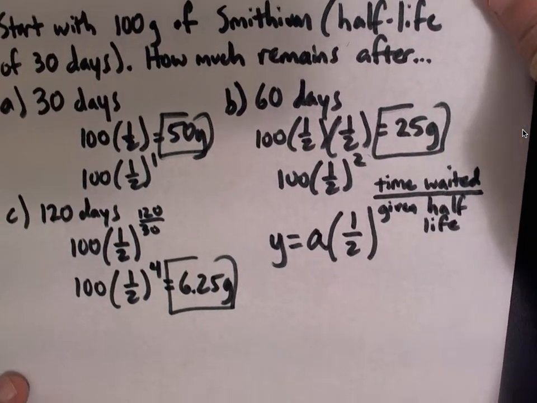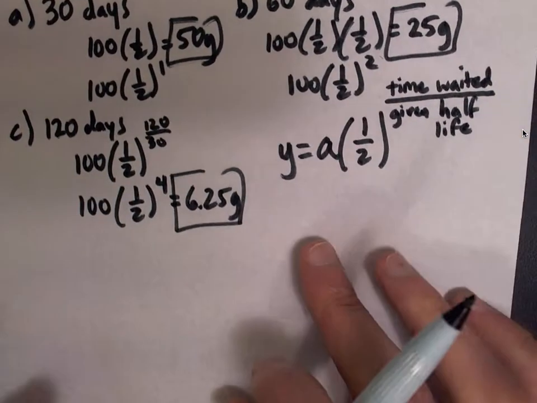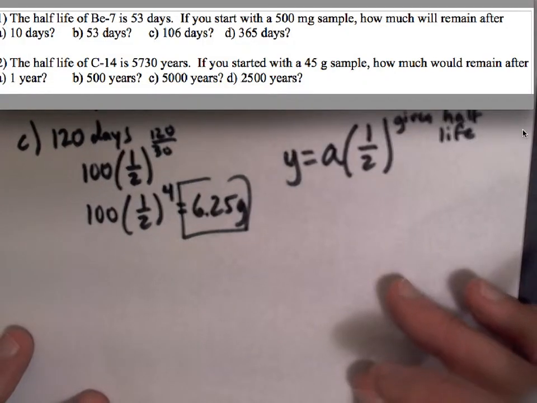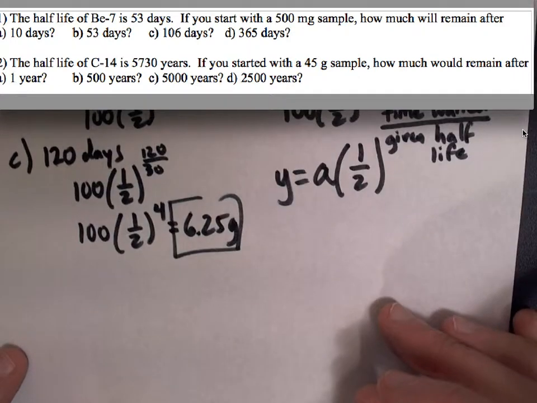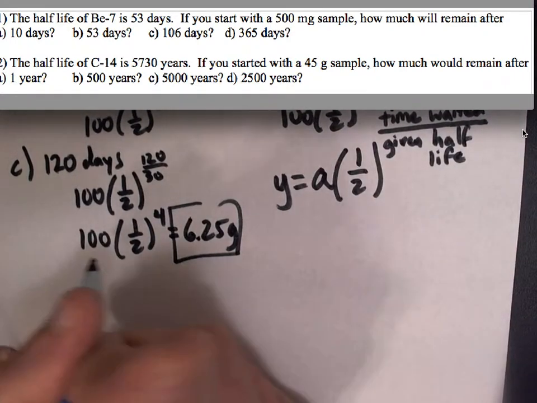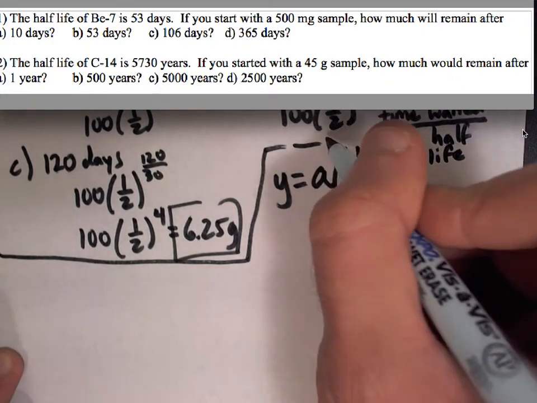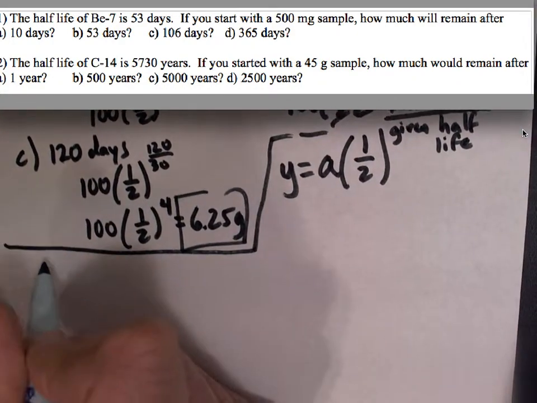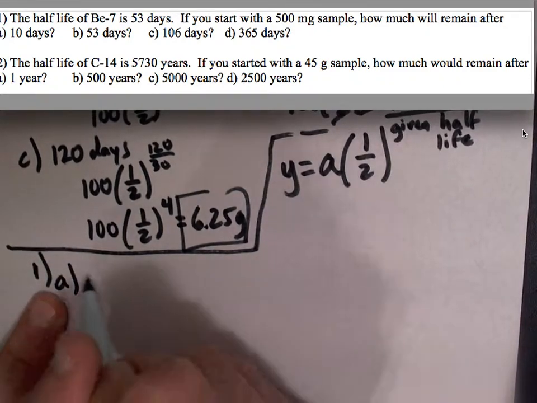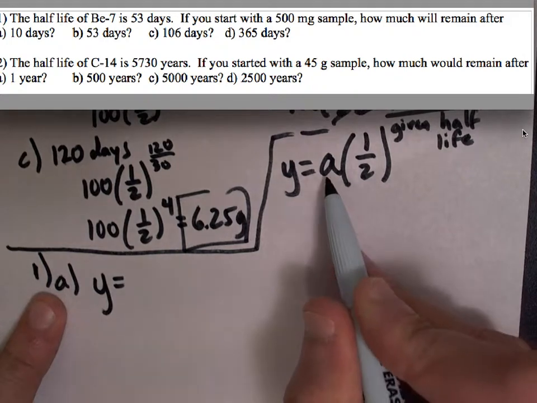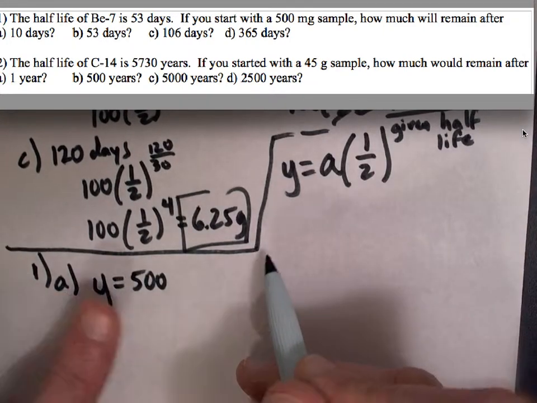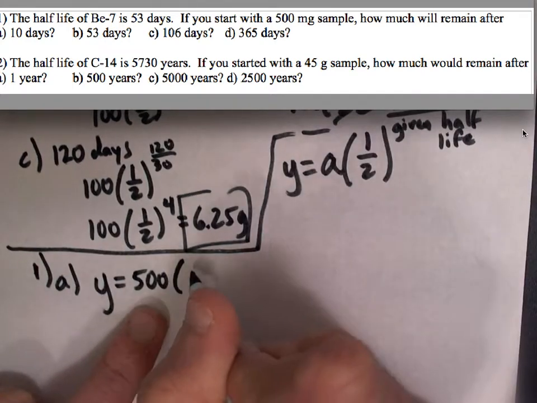All right, so let's try a couple of examples, some trickier examples using this formula. Not tricky, really, but let's try this one. Number 1 here, the half-life of beryllium-7 is 53 days. If you start with a 500 milligram sample, how much remains after 10 days? All right, so let's use our formula here. So 1A, we have beryllium, Y equals our initial amount, 500 milligrams. The decay factor, it's always decaying by half.